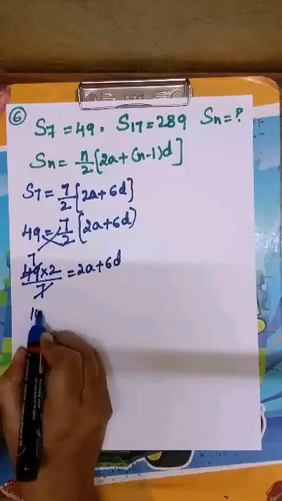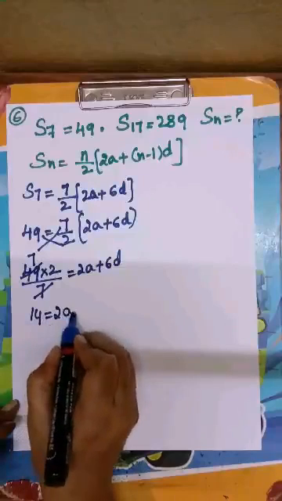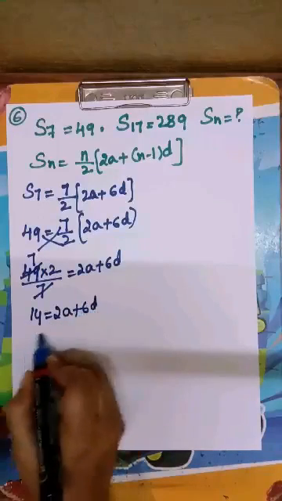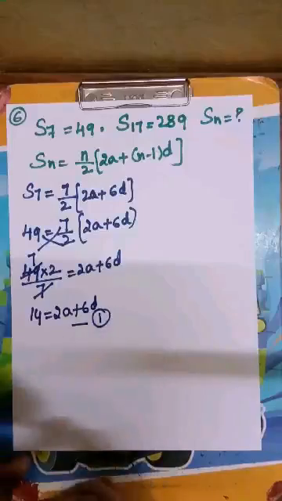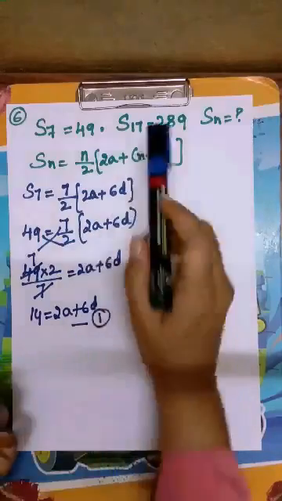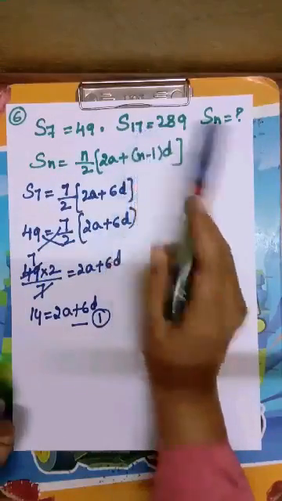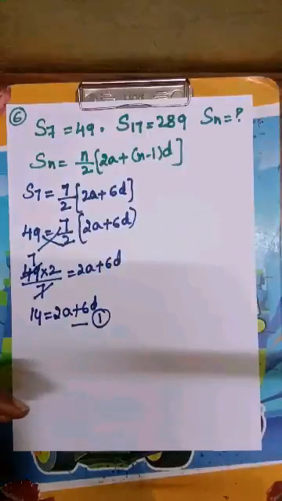So 7 2s are 14 is equal to 2A plus 6D. Keep this as equation 1. Now let's move to the second term, which is given, that is S17 is equal to 289.